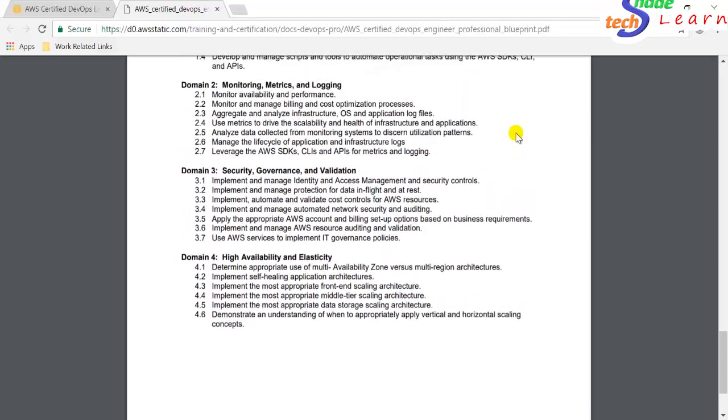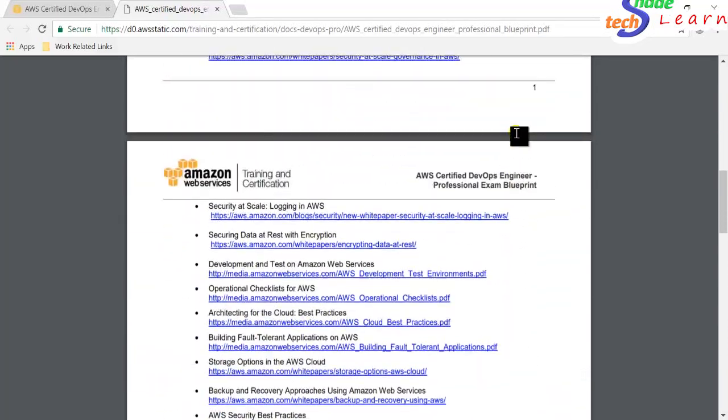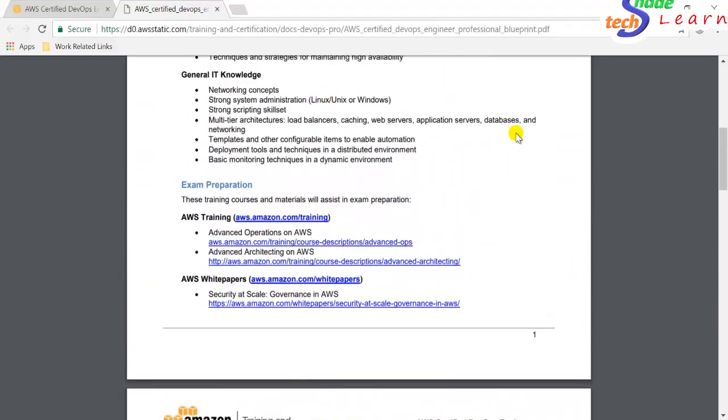So we need to focus on these topics while preparing for this exam so that we can effectively get through this exam.